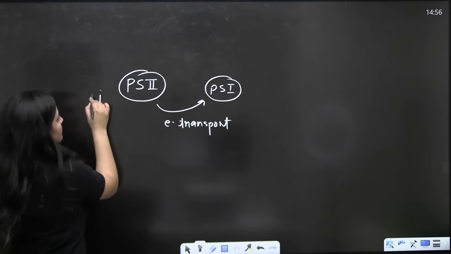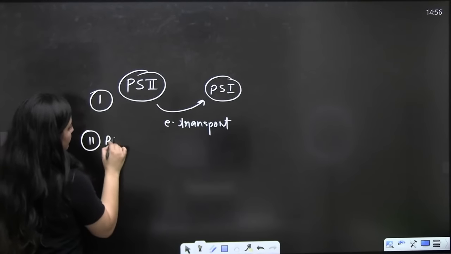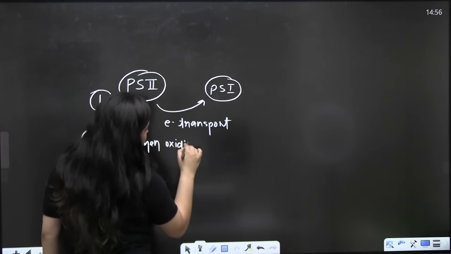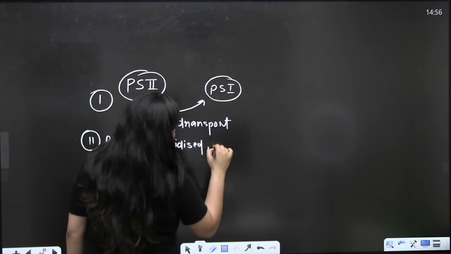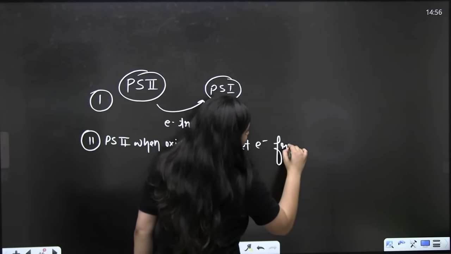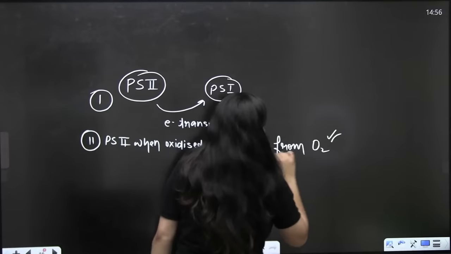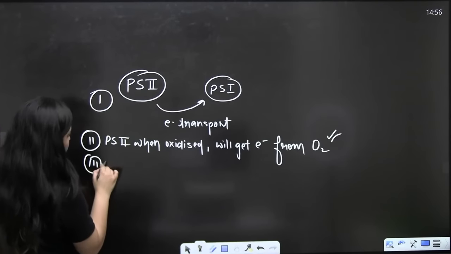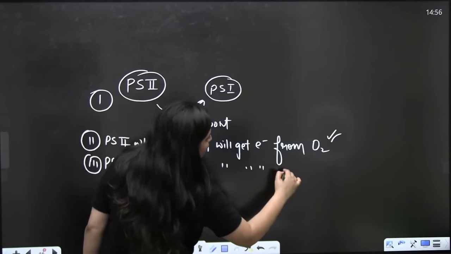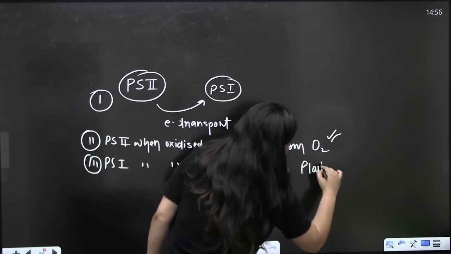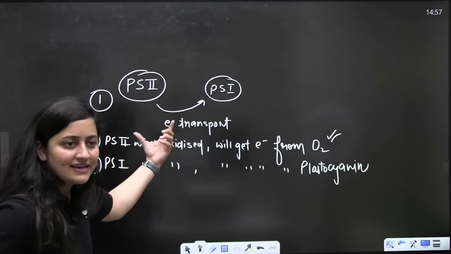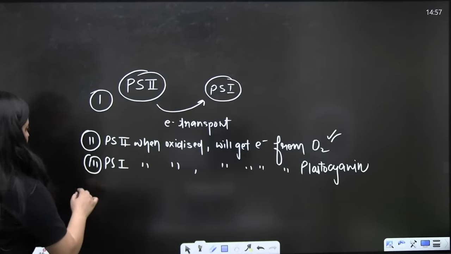This is the first question that can come. Second question, PS2, when oxidized, will get electrons from water. Another question: PS1, when oxidized, will get electrons from plastocyanin. This is again the gist of the Z scheme.